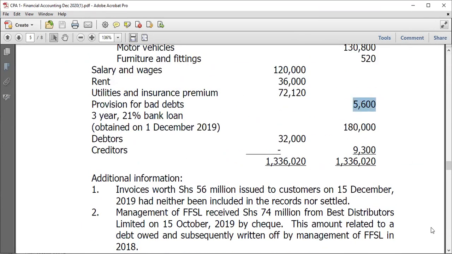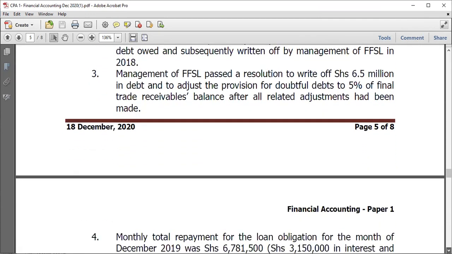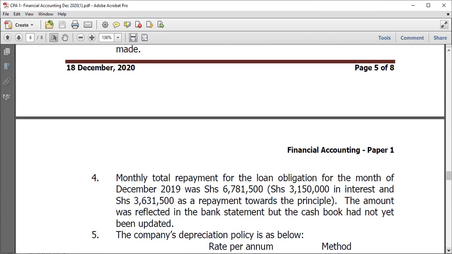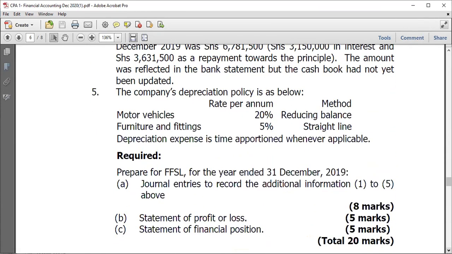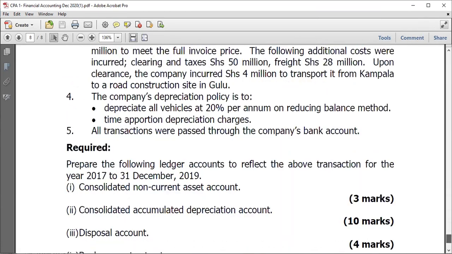Provision for bad debts is at 5,600. Compare the two. Determine whether it will be an income or an expense, and then you play with that accordingly. Make sure you try out so you can master these things. These things are very easy. You shouldn't be afraid.